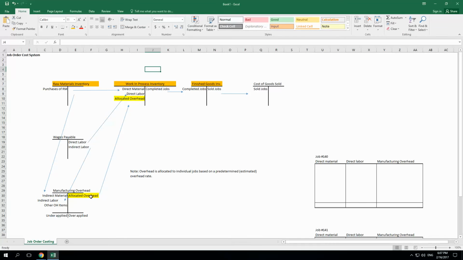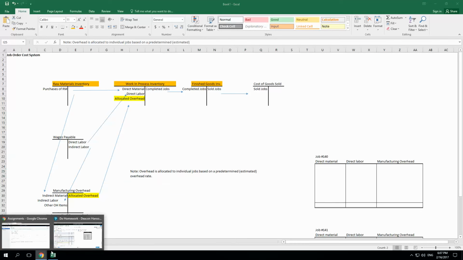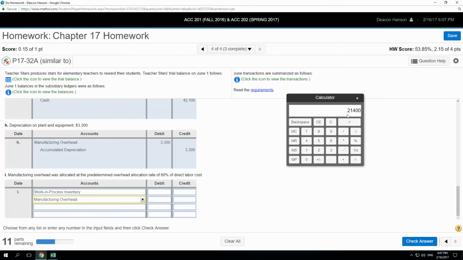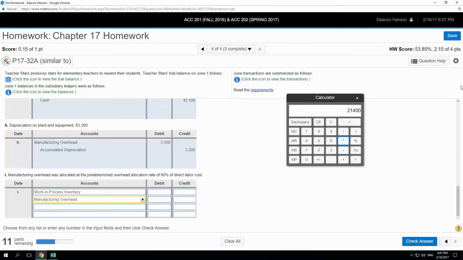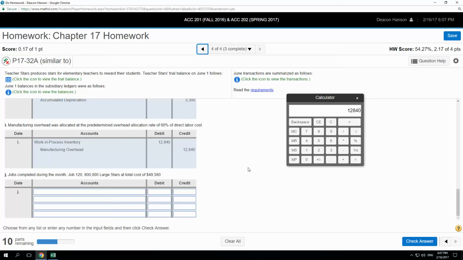I'm taking it out of the overhead and putting it into work in process. So that would be this step here, right? That's moving it here into work in process, but it's being done at this predetermined rate. Okay, so what I have to do is take the 21,400 in direct labor costs and multiply it by 60%. So that gives me 12,840. That's the amount that we're going to allocate to work in process. Okay?